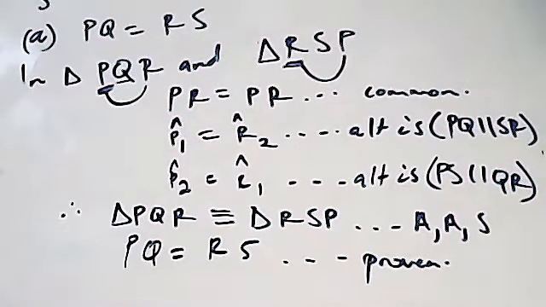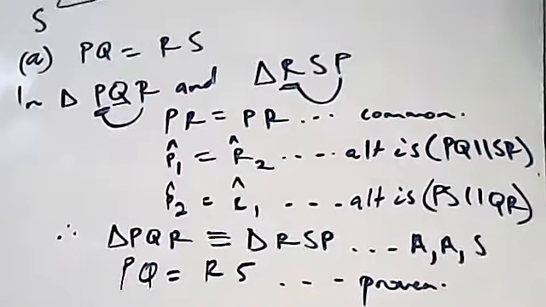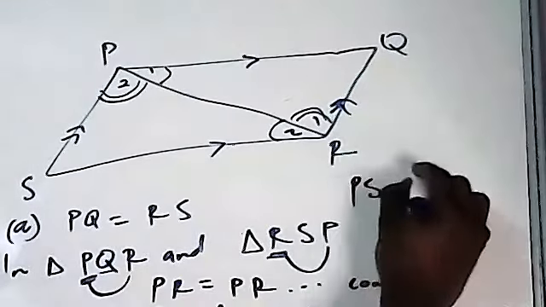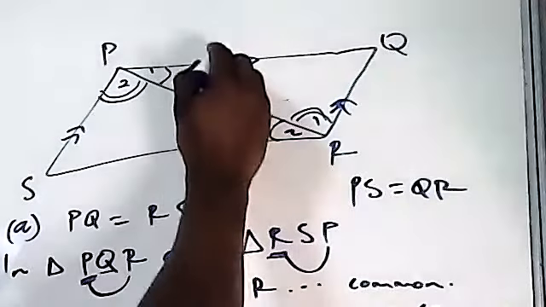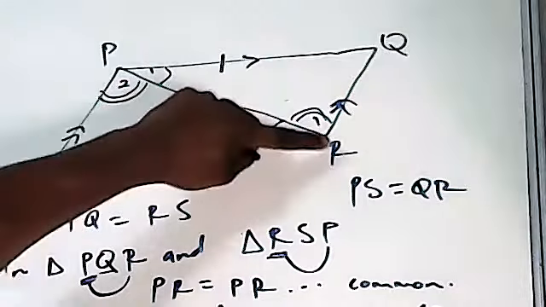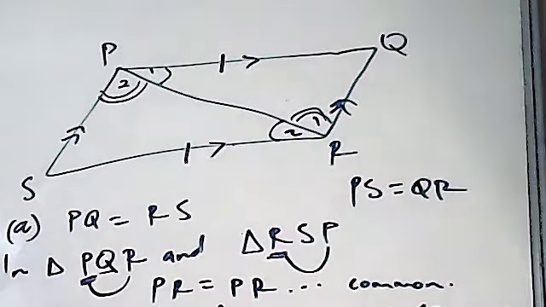I'm happy. Now, the second question says we have to prove that PS is equal to QR. We already know that this one is equal to that one. Now they want us to prove that this side, PS, is equal to that side, QR. There's nothing to prove here. On this question, if it was on your exam, it would be worth just one mark.